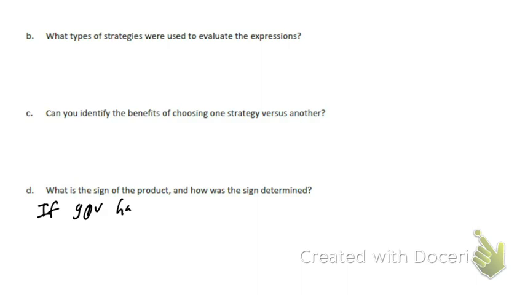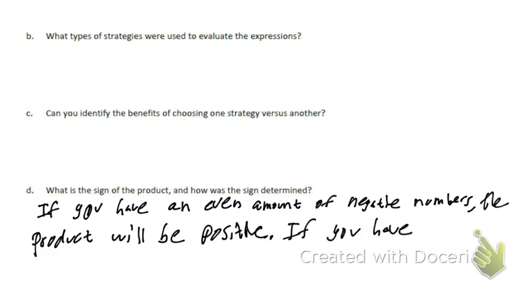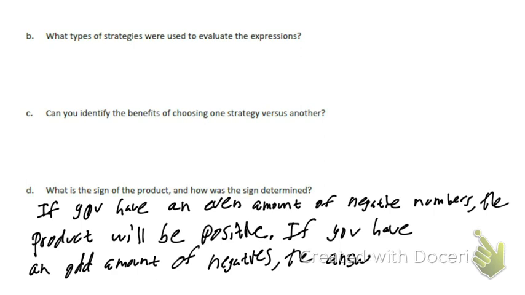So if you have an even amount of negative numbers, the product, remember the product is the answer to the multiplication problem, right? The product will be positive. Because if you have an even amount, you always have one negative number that pairs up with another negative to become positive. But if you have an odd amount of negatives, the answer will be negative. So I'll give you guys a few seconds to write that down.